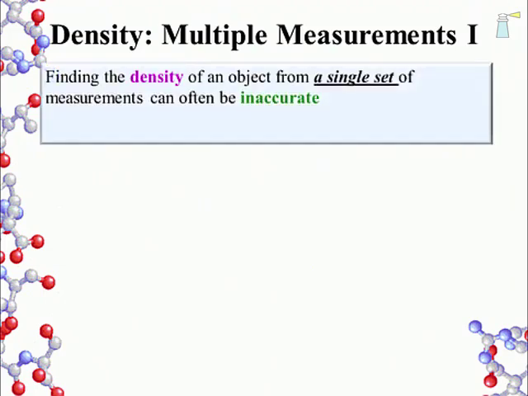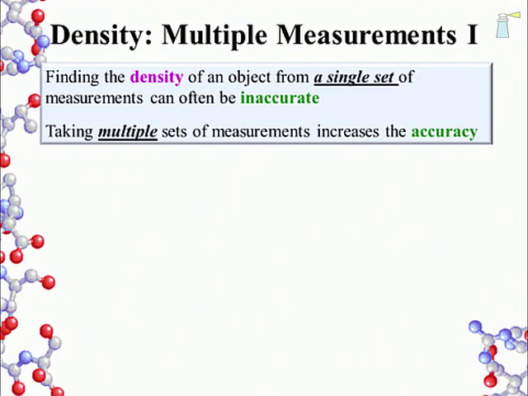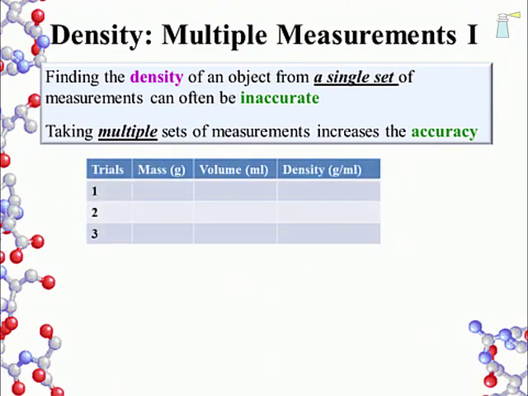And this is because finding the density of an object from a single set of measurements can often be inaccurate. Taking multiple measurements increases the accuracy. Remember, accuracy is how close the measurements are to the true value. This point can be demonstrated with an example of a student's attempt to find the density of a material using 3 trials, that is, taking 3 separate sets of measurements. These sets are called the data, as in information.